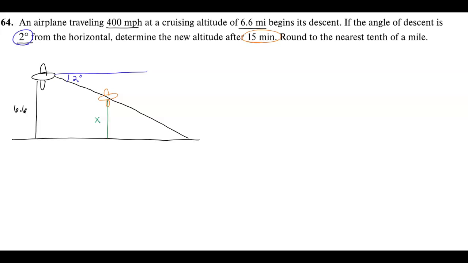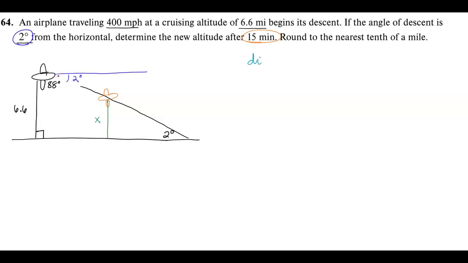So some things that we do know. We definitely know that this angle is 88 degrees. This is a right triangle. So this angle down here is also 2 degrees. Our goal is to work within that smaller triangle. So what we're going to do is use the information about how fast the plane was traveling to determine what this length is right here.